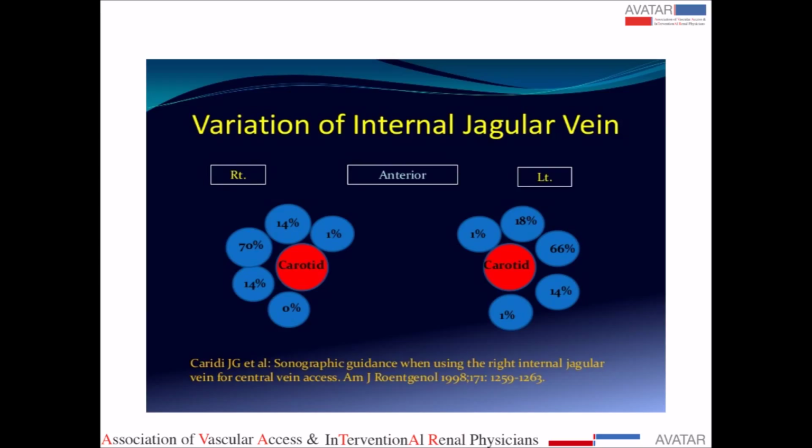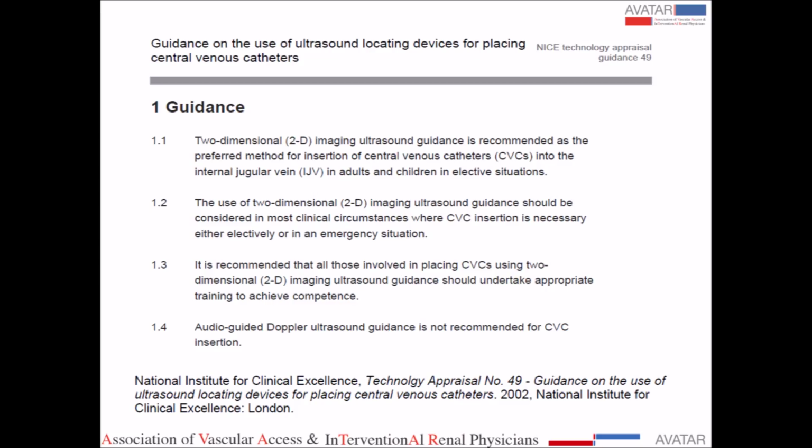If we talk about guidelines, these are the NICE guidelines, and if you can see 1.1, the use of ultrasound guidance is recommended if you are putting any catheter in the internal jugular vein, or it should be considered in most clinical situations, especially if they are elective, but more so in an emergency situation.